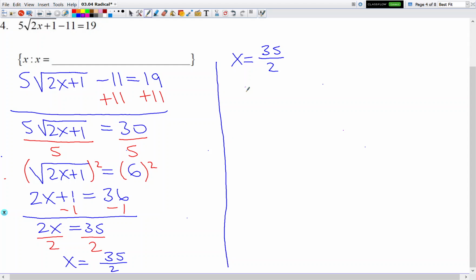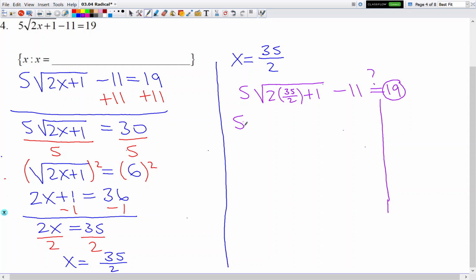Okay, so I got 5 on the outside, square root of 2 times 35 over 2 in parentheses, plus 1 also in the square root, minus 11, and maybe it equals 19. We don't know yet, but we're just going to check. That's what we're doing this for. Let's draw my line, my wall. So if I get a 19 on the left side, then we're good to go. They match. Okay, so let's see what happens.